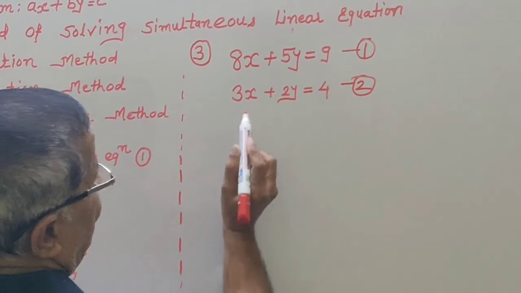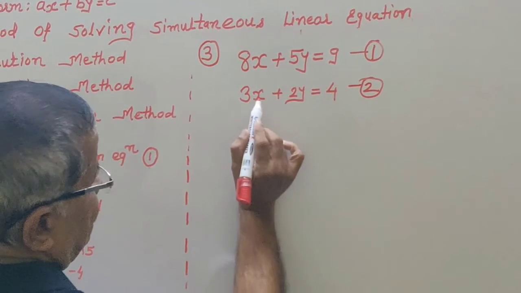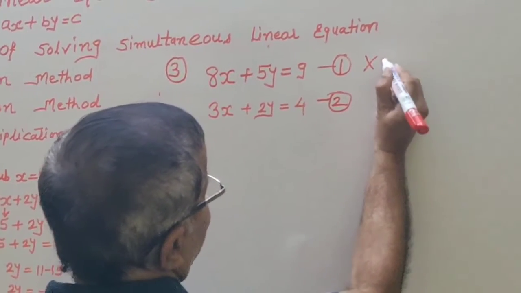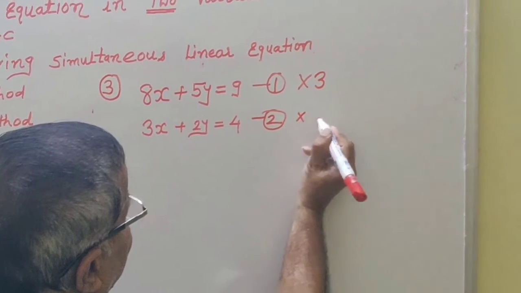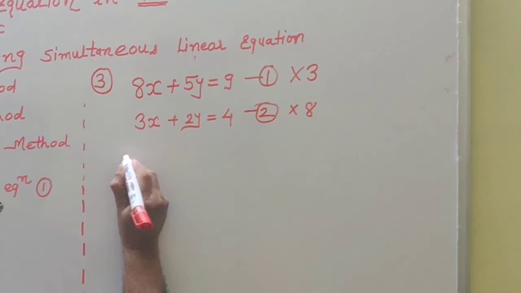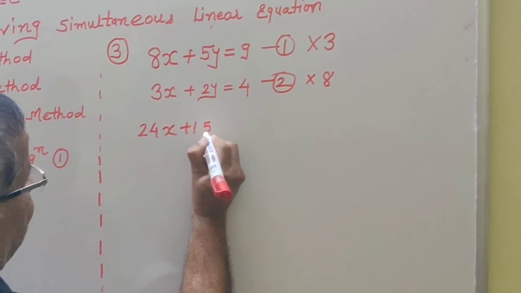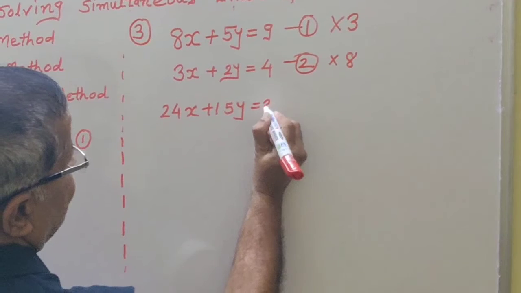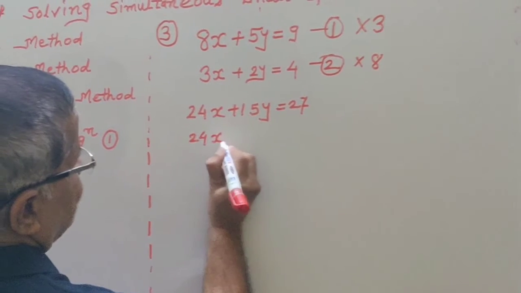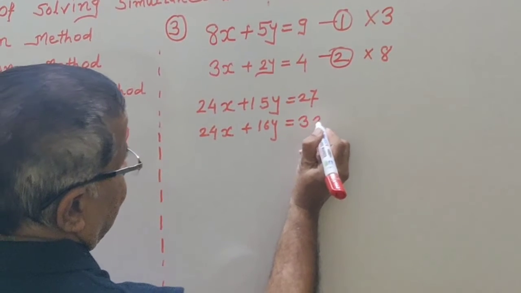Okay. In this problem I am going to eliminate x. The coefficient of x is 8 in the first equation and the coefficient of x is 3 in the second equation. By cross multiplying, I am multiplying this equation by 3 and this equation by 8. What I will get in the first equation: 8 times 3 is 24x plus 15y is equal to 9 times 3, which is 27. In the second equation, 8 times 3 is 24x plus 8 times 2 is 16y is equal to 8 times 4, which is 32.